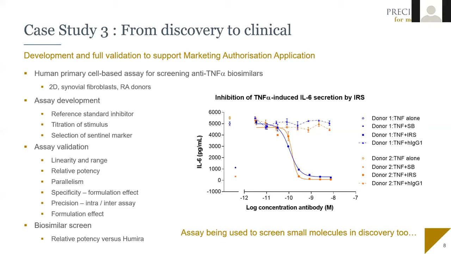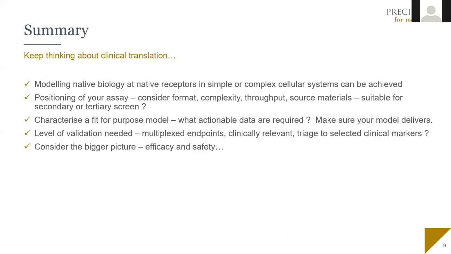This is a nice example because we are also using the exact same assay to screen small molecules in early discovery as well. So this is an example of an assay that you could take through from early discovery right the way through to support some of your clinical data. So to summarize, really just keep thinking about clinical translation. It is possible to model native biology at native receptors in complex systems. You can do it. Think about where your assay needs to be, the format, how complex does it need to be? Different cell types? What throughput do you want it to be? Can you get access to the materials you need?